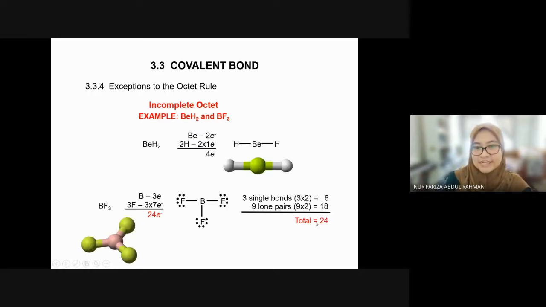As you can see, it calculates up to the total. That's why I teach you to make sure that you get 0, and that all the electrons have been placed in the molecule. Okay.